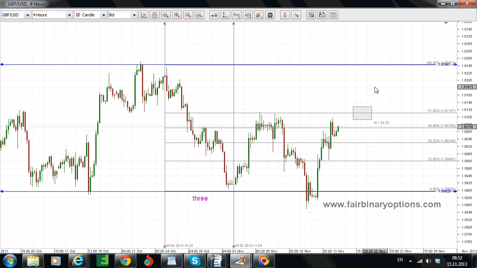Now this is Friday, and based on the fundamentals and the technical picture, most likely shorts are going to be squeezed on cable, on euro dollar, probably on Aussie as well. So I would favor the upside.